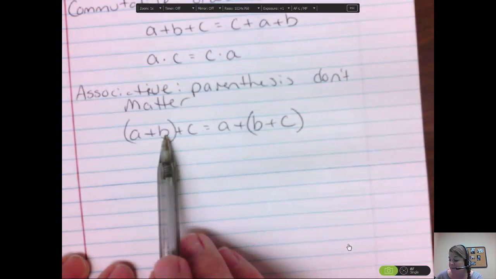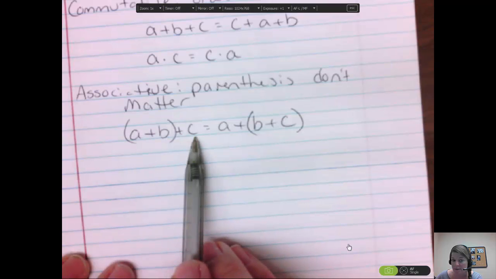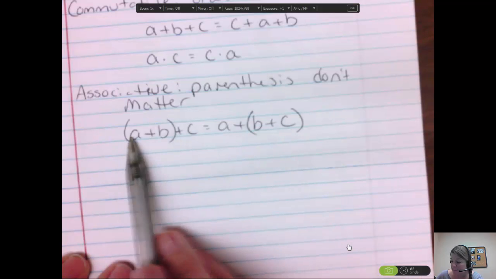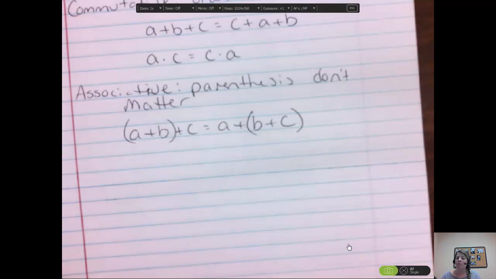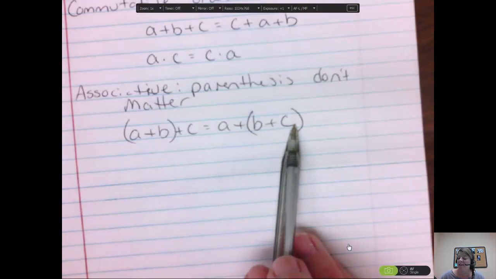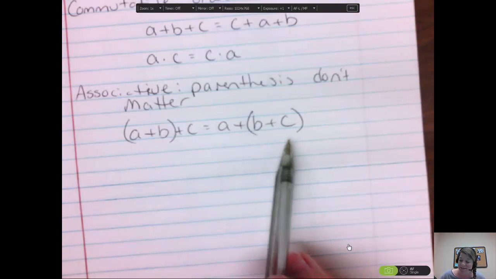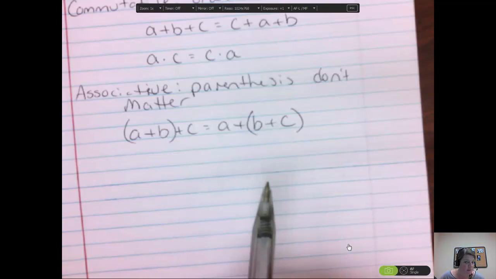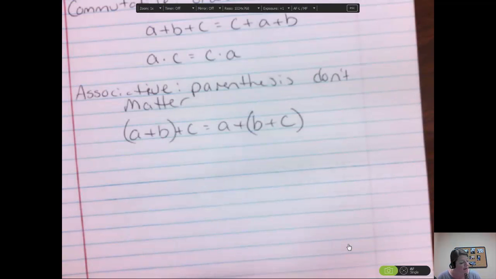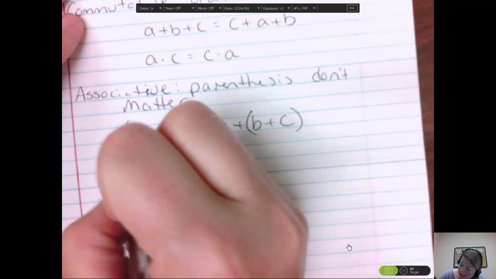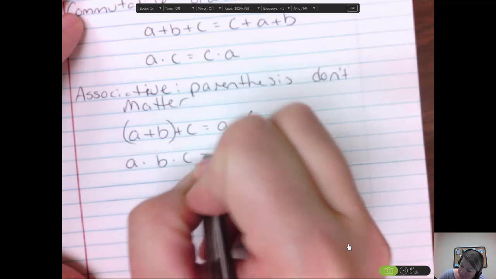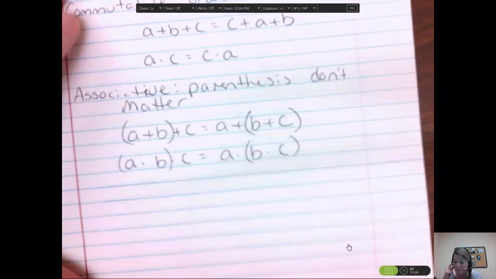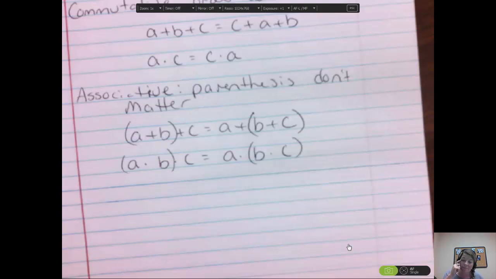So A plus B, if I do those first and then add C, I would get the same result as if I added B and C, then added A. But notice A, B, C, A, B, C. The letters are in the same order, just different letters in my parentheses. So what did I really change? I changed where my parentheses were, not the order of my numbers. And this works for multiplication too. So A times B times C, A times B times C. I could do the same idea.